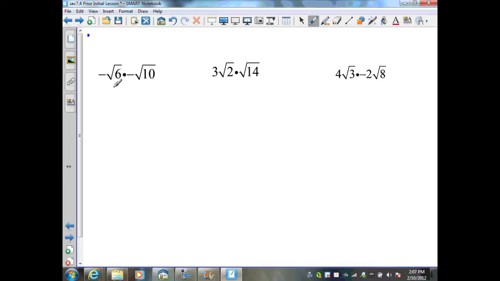Here, a negative 1 times a negative 1 is 1, but I don't need to write that. And the square root of 6 times the square root of 10 is going to give me 60. Then I simplify this value by breaking that into two factors, one being a perfect square. That'll be 4 times 15. 4 times 15 is 60. The square root of 4 is 2. And 15 stays inside. 2 square roots of 15.